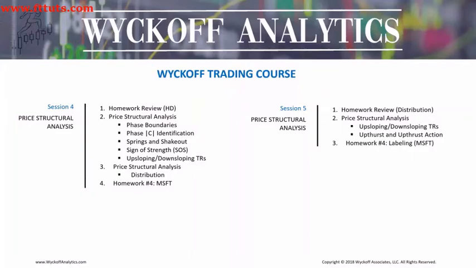And then still to cover, actually, we've covered phase boundaries, right? We've covered phase C identification. I think, yes, so all of this, sprints and shakeouts, signs of strength, upslope and downslope and trading range, those are going to be discussed. Distribution, and then the next homework on Microsoft. This homework is going to be interesting because this is usually the time when I'll let you guys do the homework, you send it to me, but then I give you the homework as slides, not necessarily we're going to discuss it in the classroom.